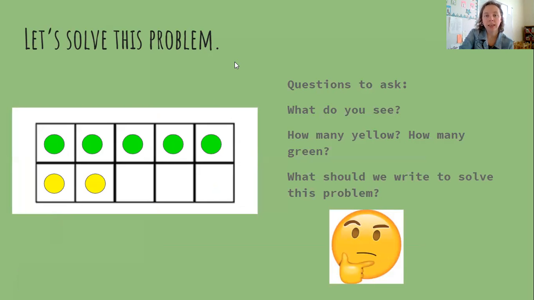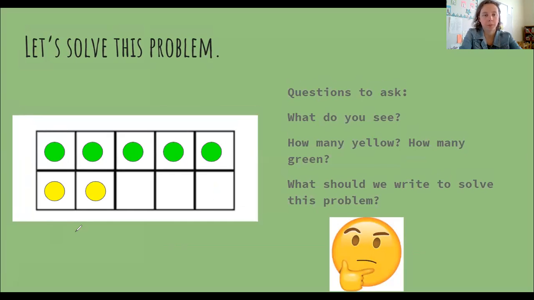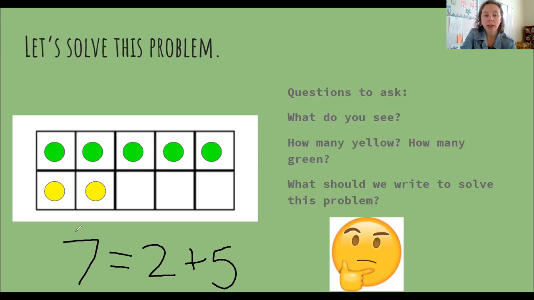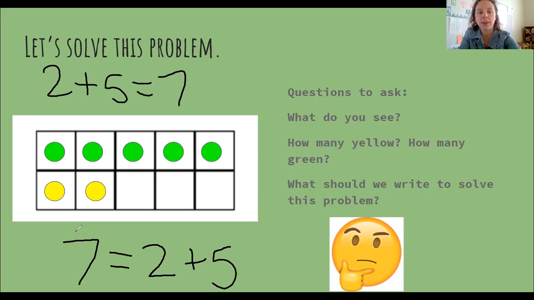Okay, well, it's asking us what we see. I see 7 boxes filled. So 7 equals how many yellow? 2. How many green, it's asking? 5. Okay, so this 10 frame is showing us that 7 equals 2 plus 5. Now, normally we would have 2 plus 5 equals 7, like this.